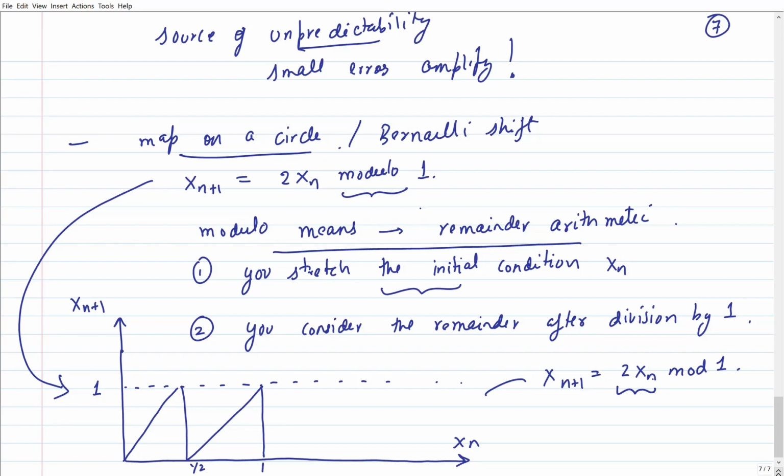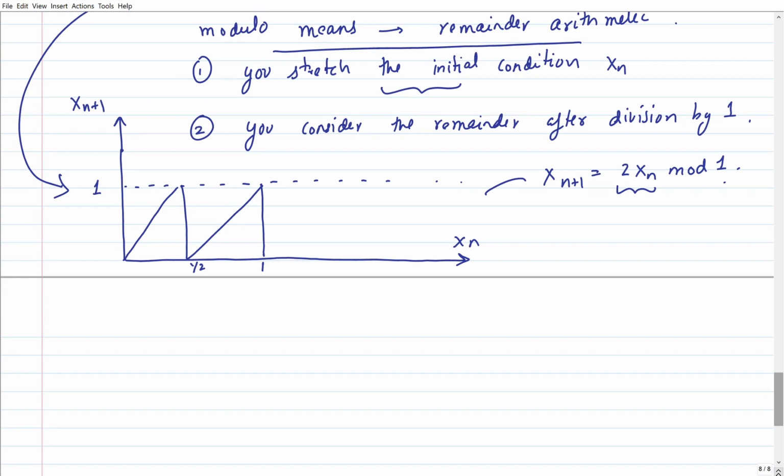You stretch the map by twice, and then you divide by 1 and keep whatever is the remainder. You work with that, and those are the subsequent iterations. So you can see this looks very similar to the tent map, just the shape is a bit different. How would the mth iterate of this map look?